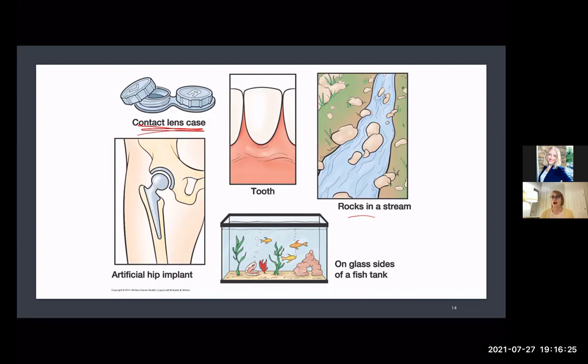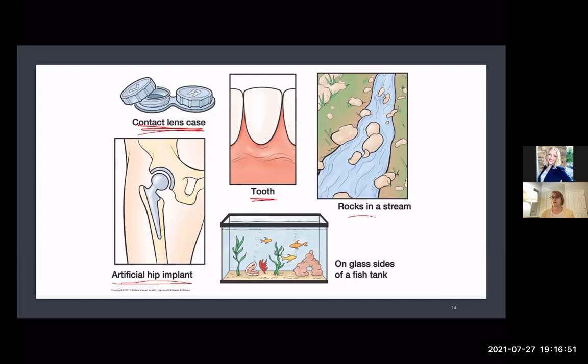I know people who have Halloween contacts that they wear once a year on Halloween, and the rest of the year it sits in their contact case. I can tell you that is a recipe for disaster. Artificial hip implants, we're worried about any bacterial aggregation there. And then, of course, the tooth surface. This is what you and I are most concerned with.